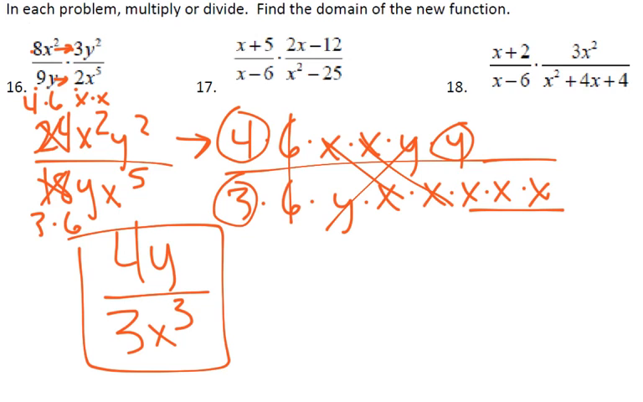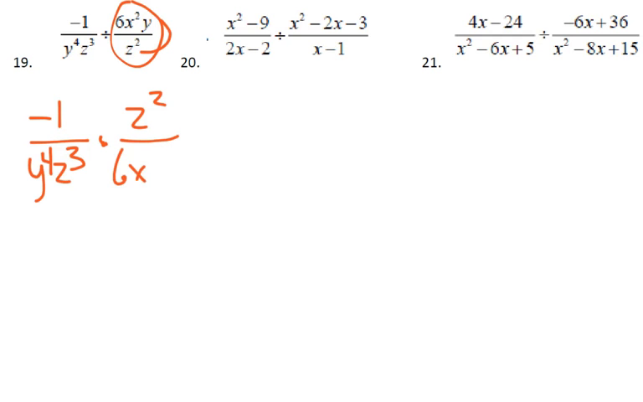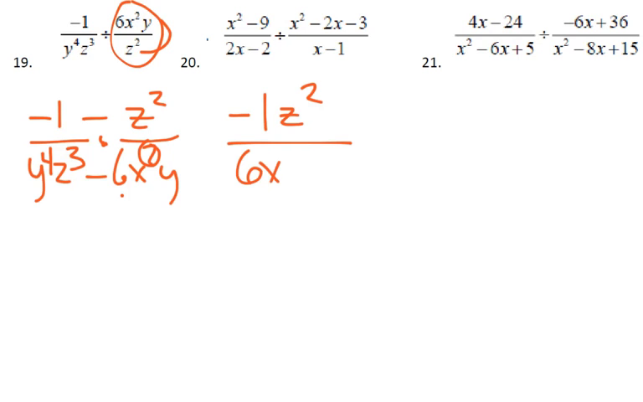Now, I just wanted to talk about that. So if we're doing a division problem, we just get the reciprocal. So instead, z squared is on top, and 6x squared y is on the bottom. Then we can multiply. So we get a negative 1 z squared over 6, see, 2 x's, no other x's, so x squared, 1 y and 4 y's would give us 5 y's, and 3 z's.